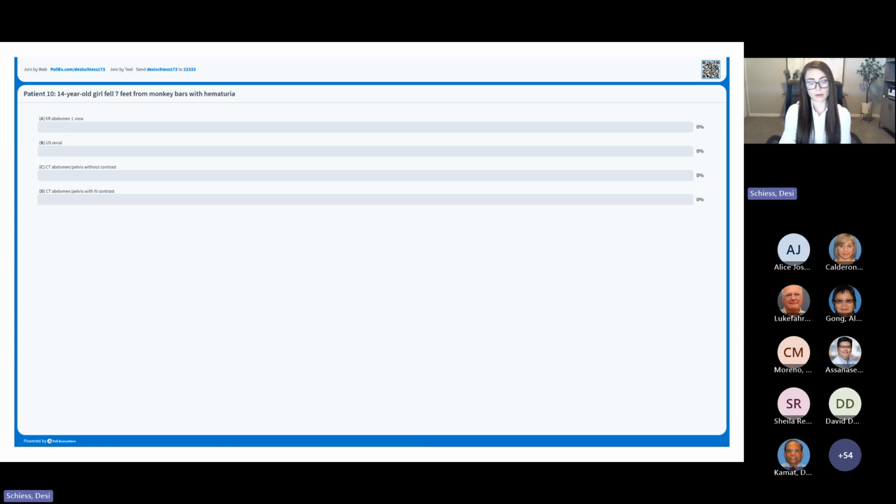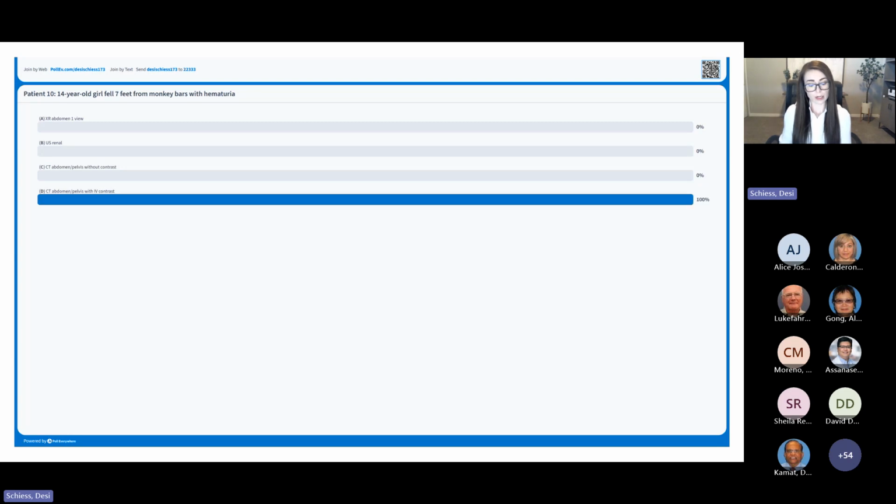If you refresh your browser, you'll see patient 10, which is a 14-year-old girl who fell 7 feet from monkey bars and presents with hematuria. Would you like an X-ray of the abdomen, a renal ultrasound, a CT without contrast, or a CT with contrast?